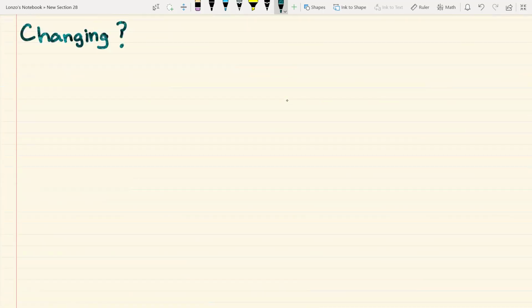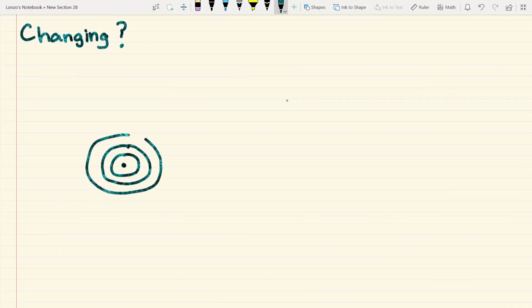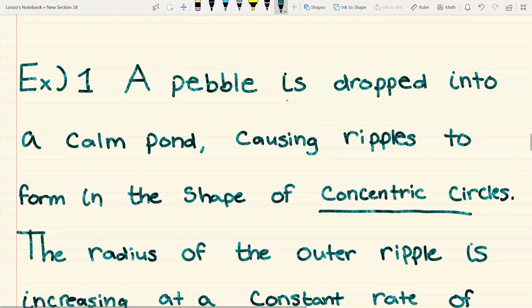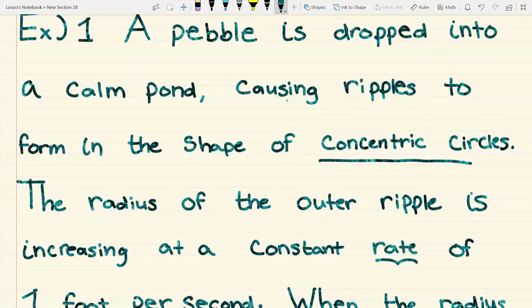Let's draw that image. So here you have a pebble, and it's dropped in a pond, and it makes waves or ripples, just like that. Okay. So first step, I drew the image. I drew this piece of information.